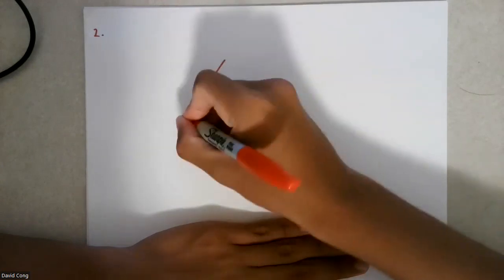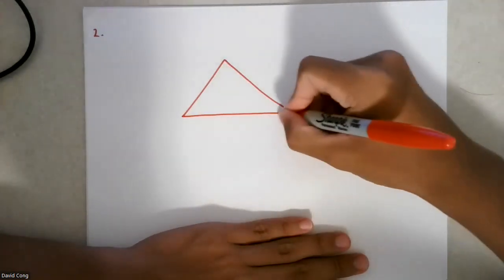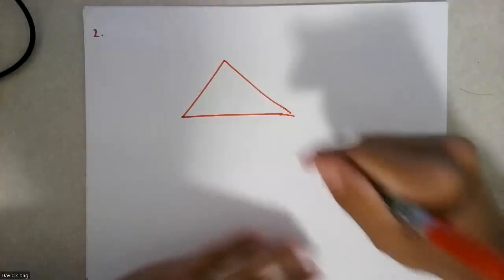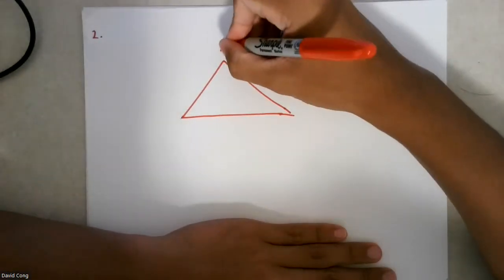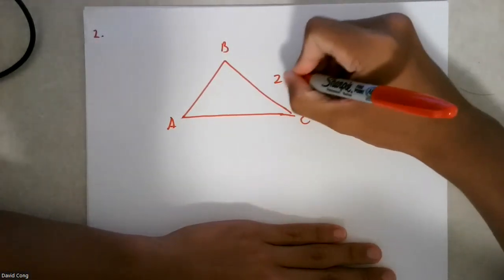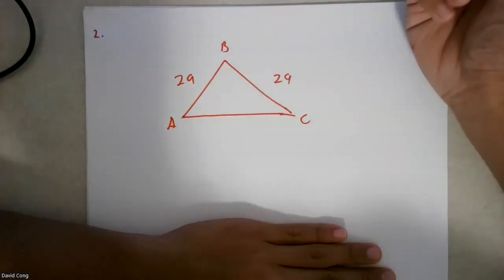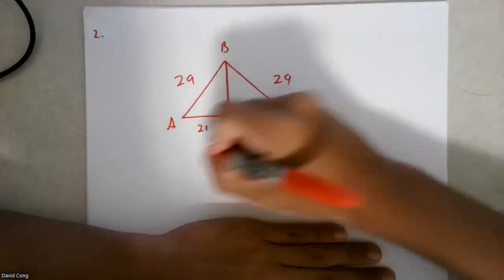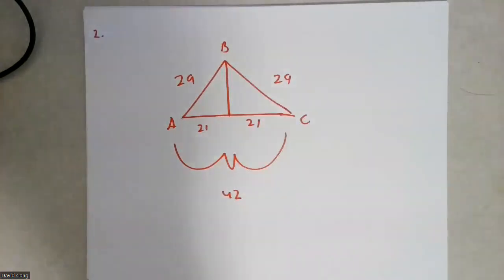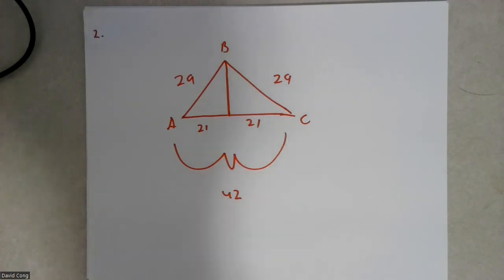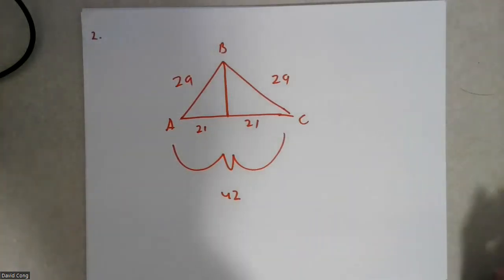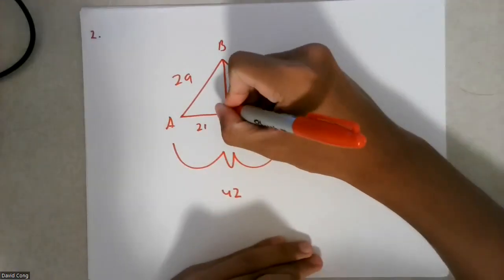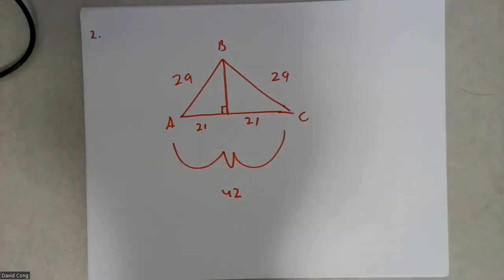So with question two, we have an isosceles triangle. Okay. This is terribly drawn, but just bear with me. BAC is 29, 29. What do we know about isosceles? This line perfectly splits this in half. So this is 21, 21, and this whole thing is 42, because that's a property of isosceles triangles. This half and this half are exactly identical. And we know it's a right angle. That's the property of isosceles triangles.